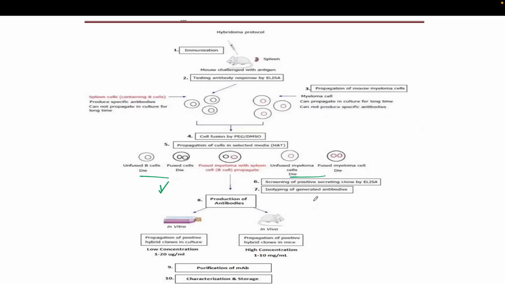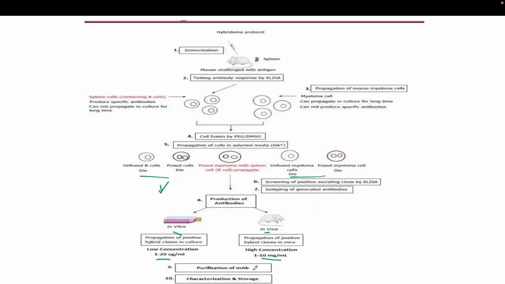Then isotyping of the generated antibodies, and for larger quantity production of antibodies, we can perform in vitro and then in vivo. In vitro propagation will give you a low concentration, that is 1 to 20 microgram per ml. In vivo it can give you a high concentration, that is 1 to 10 mg per ml. Then you have to do the purification of monoclonal antibody. If you are doing it in vivo, you have to purify the monoclonal antibody, because in the mouse body there are also polyclonal antibodies.